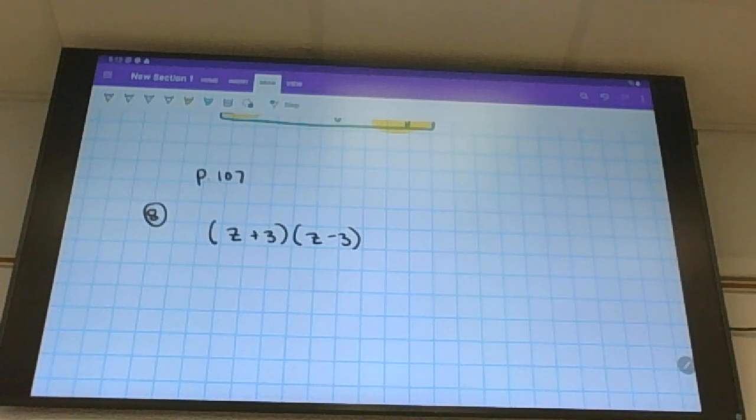Alright, let's go with Bella. Bella, number 8. What do you think we want to multiply first? Z times Z, and what's that result? Yeah, Z squared. Janelle, what do you multiply next? And what's that result?